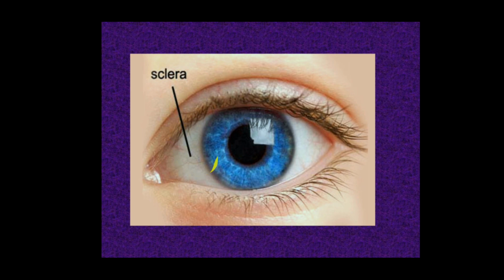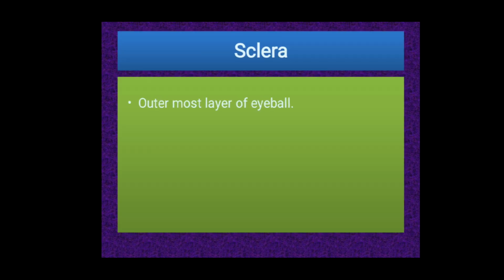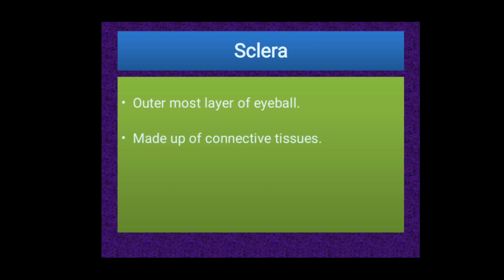When you view the front part of our eye, we can see it as a white colored structure. That is the sclera. This is the cross section showing the sclera layer. Here you can see the outermost white colored tough layer is the sclera. It is made up of connective tissue, a special type of cell. The major function is to give firmness to the eye.